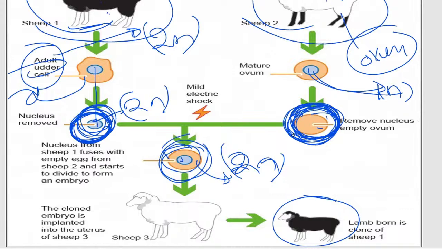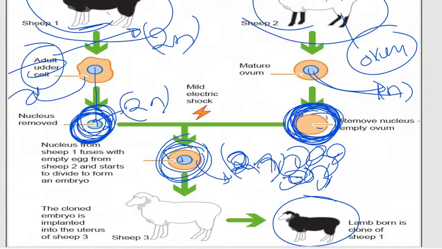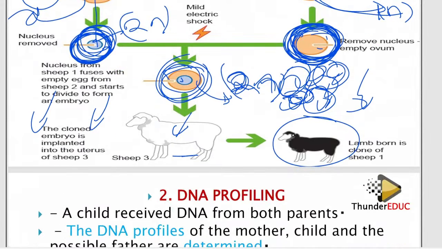So the casing is from the ovum, and inside is diploid. Therefore, it looks like a zygote. So now it's going to start to multiply to form a ball of cells. After that, we get this small ball of cells. We start to insert them into a different sheep of the same kind, sheep 3. After that, it's going to start to multiply, develop and form a new sheep.